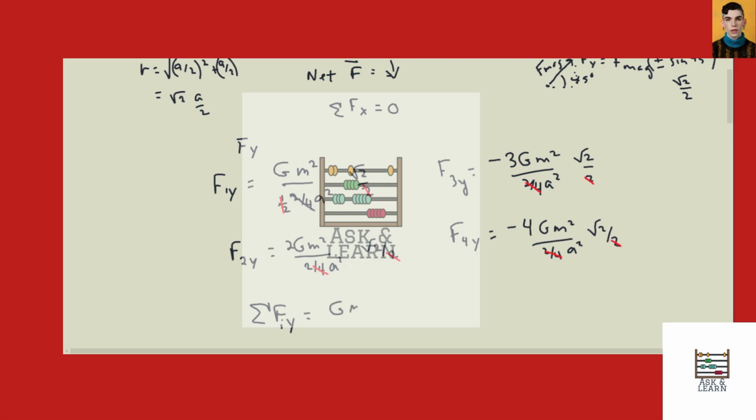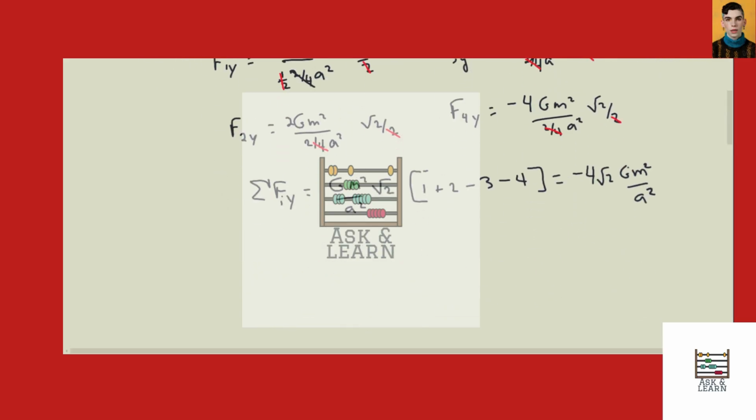is equal to Gm squared over a squared. There's a square root of 2 in common with them all. And then let's see, we have 1 plus 2 minus 3 minus 4, which is, all said and done, minus 4 square root 2 Gm squared over a squared. And that is the net force. As we said, the sum of Fx is 0.